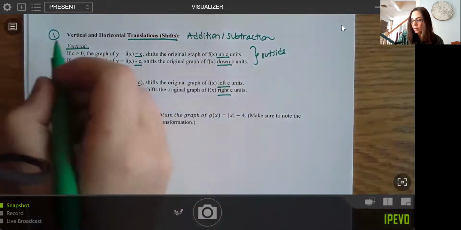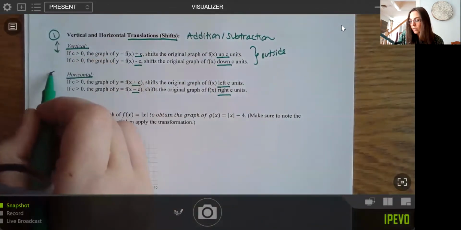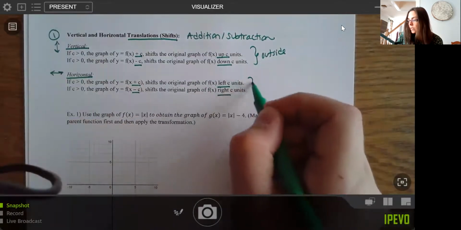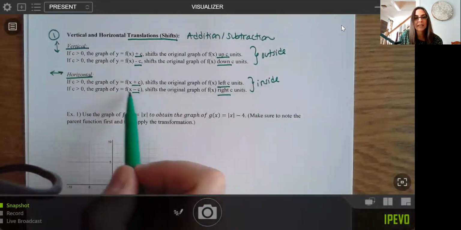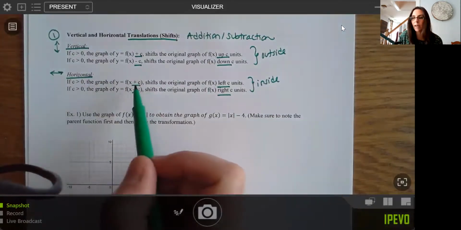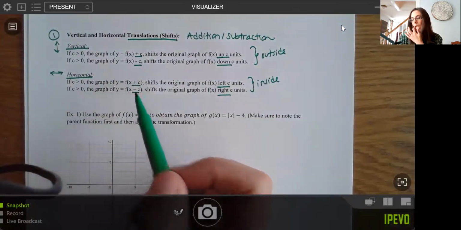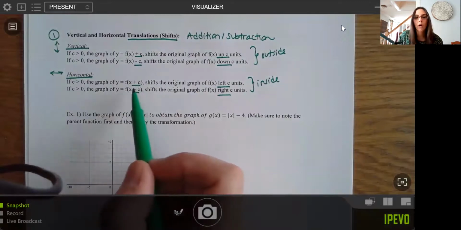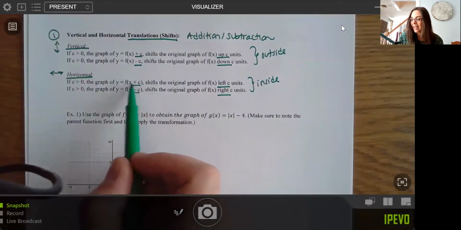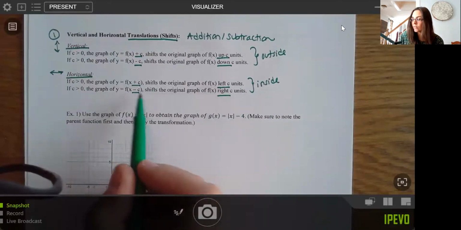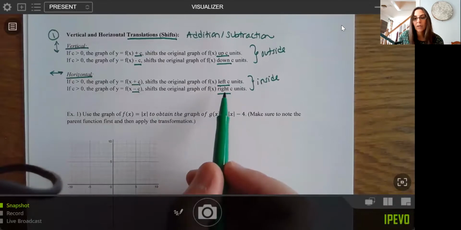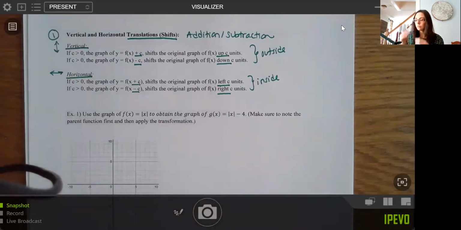Vertical are things that go up and down. Horizontal go left and right. These are always your inside changes. So you'll see the change again inside a parenthesis or inside an absolute value or something like that. Your inside changes work opposite to what you would think. So when you see that plus sign, instead of going right, you actually go left. And when you see that minus sign, that shifts your graph to the right. So let's see some examples.